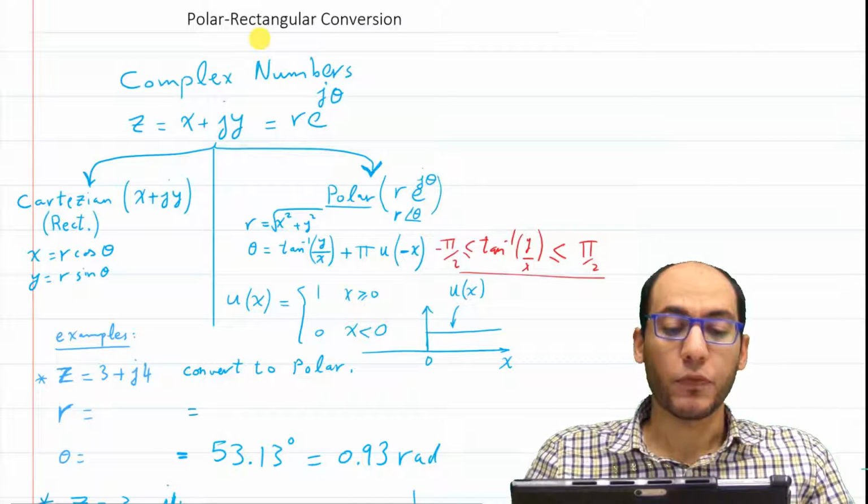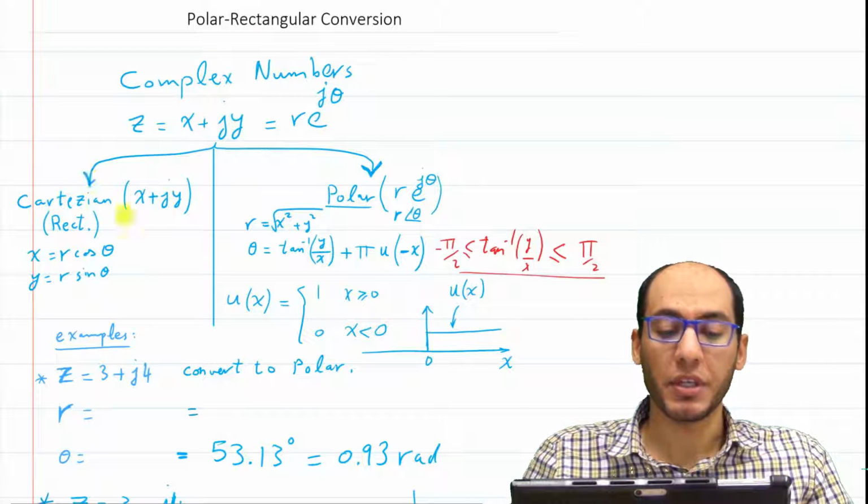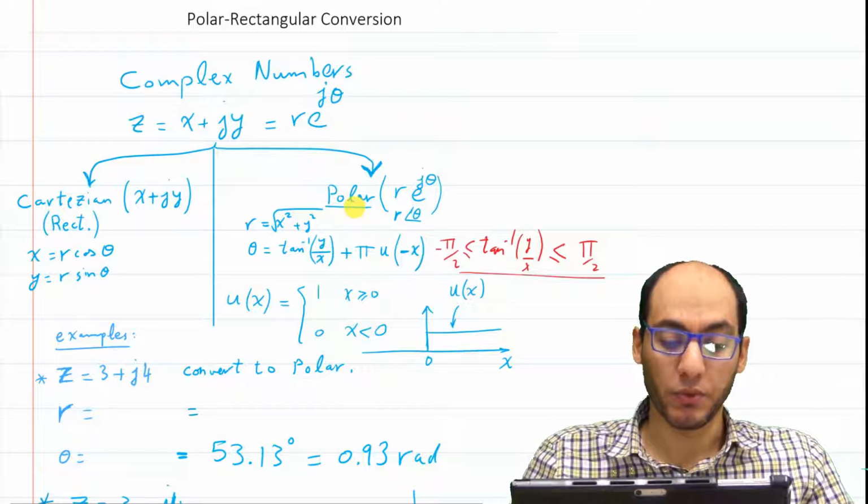Complex numbers are actually divided into two categories, the Cartesian and the polar. Cartesian means the form x plus jy, and it's easier to do addition and subtraction in this form. Polar is in the form r e to the j theta, which is sometimes written as r and the angle theta. They are equivalent, exactly equal.